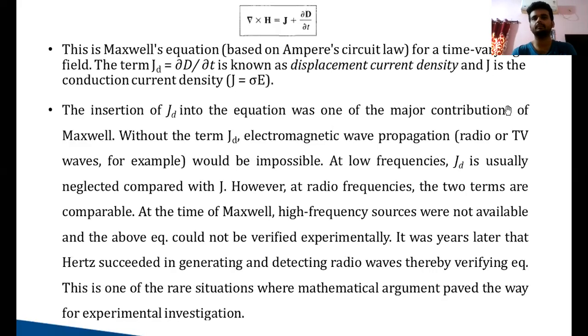So as I said, the term JD is known as displacement current density and J is the conduction current density, which is given as J equals sigma E. Now this insertion of the JD term was one of the major contributions of Maxwell. Without the term JD, electromagnetic wave propagation, radio or TV waves, would be impossible.